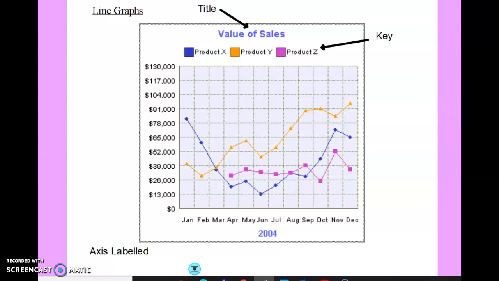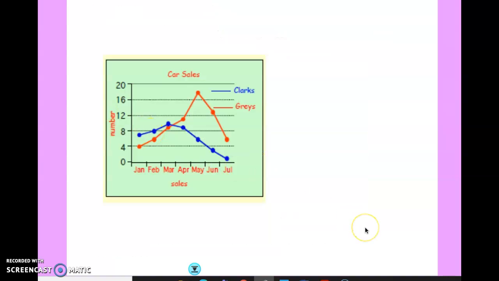Okay, right, let's look at one that we can do some comparisons with then. Okay, so here we've got car sales between Clark's and Gray's, and we're looking at the car sales for each year, no, each month. Okay, so if we take a month like, let's have a look at June. We could ask which car company sold the most in June. In June, Clark's is way down here, Gray's is way up here. So we would definitely say that Gray's sold more cars in June.